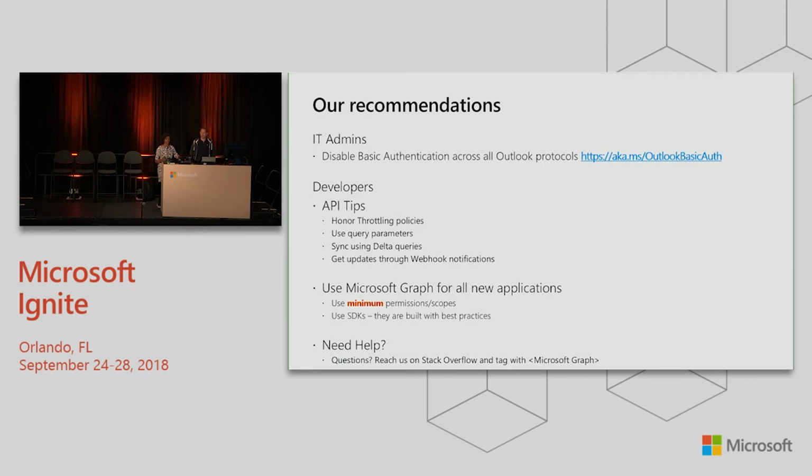So that's our number one recommendation for you IT administrators. For our developers, when you are modernizing your application, here are a few things that you could do to optimize integration. First and foremost is throttling. When your application is hitting the throttling limits and you're getting 429s, then please honor the delay that is presented in the Retry-After header in the 429 that you get. And this is the fastest way for your application to get out of this throttling situation.